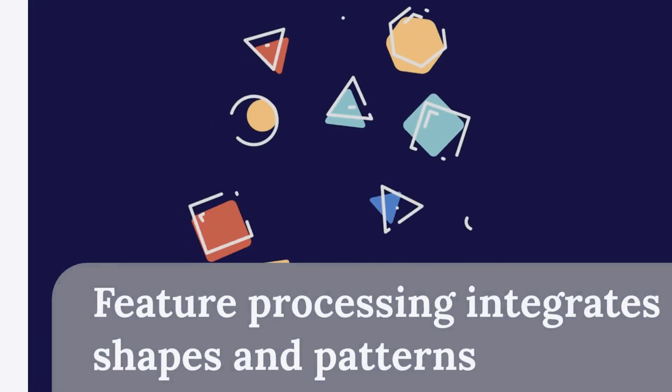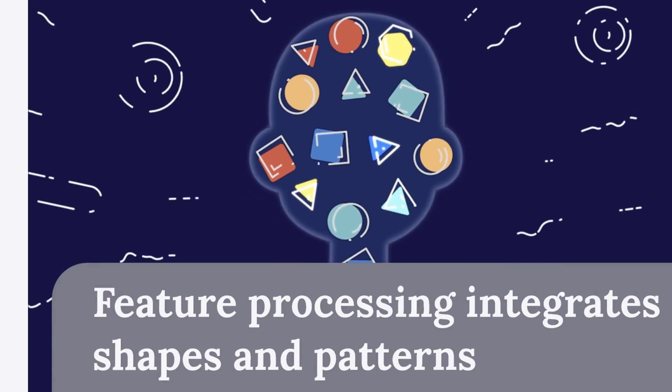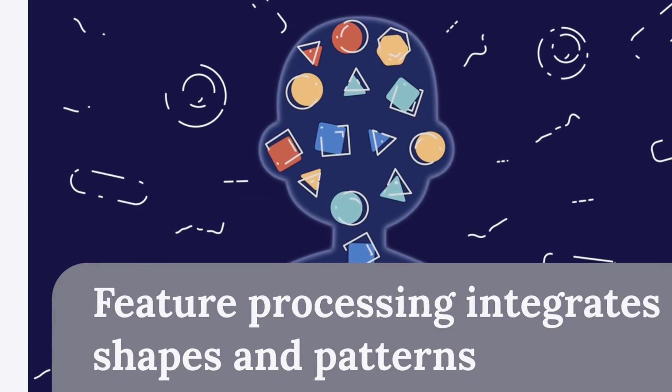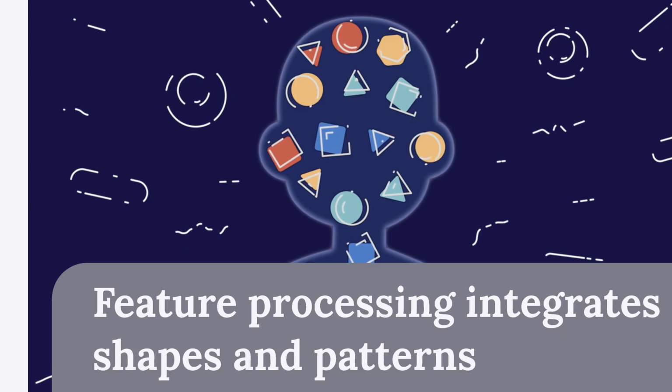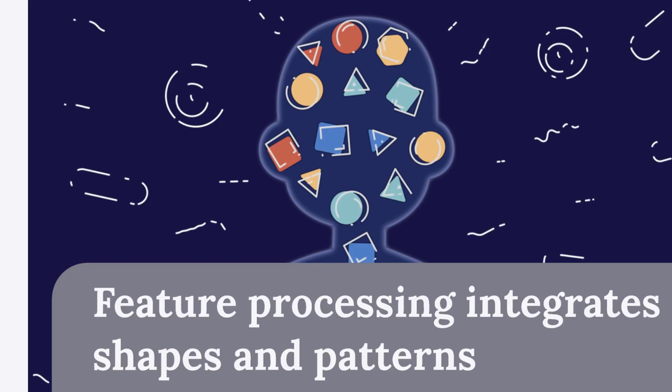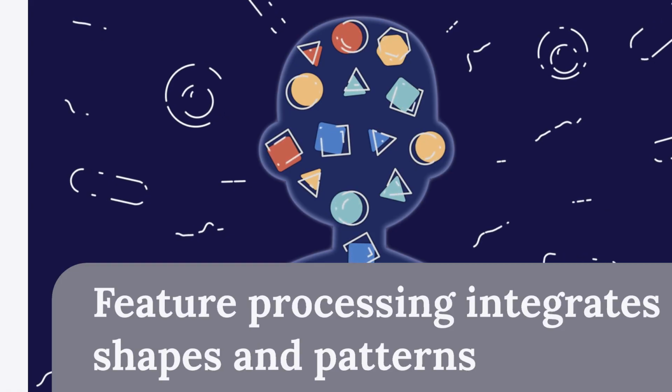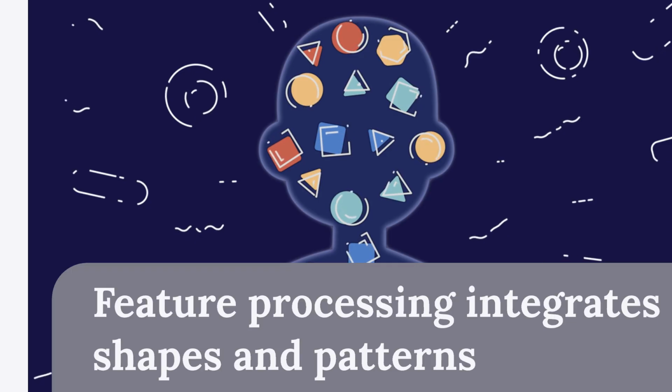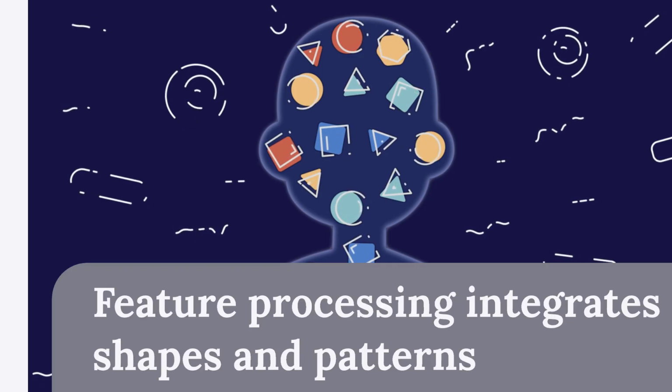Feature processing integrates shapes, patterns, and textures. It constructs coherent perceptual experiences. Neural processes extract and integrate features. This aids in object recognition and mental representation. Understanding feature processing unravels visual complexities.